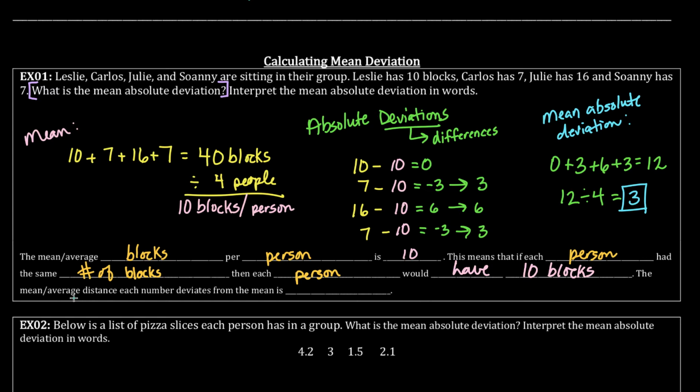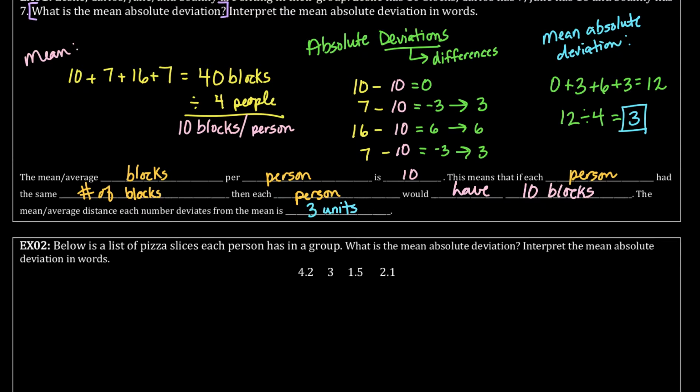Okay, but the mean absolute deviation is the average distance each number deviates from the mean. So on average, the 10, the 7, the 16, and 7 are different from the 10 by about 3 units. Like 10 is no difference from 10, this is 3, this is 3, and this is 6. But on average, they're about 3 away. So they differ by an average of 3 units. Okay, let's do this.